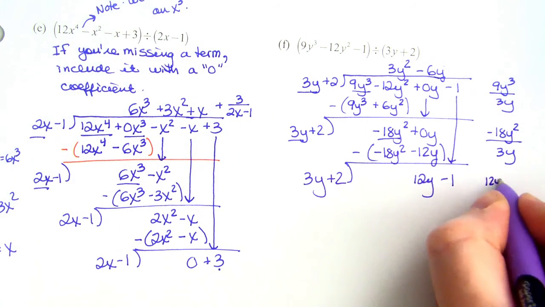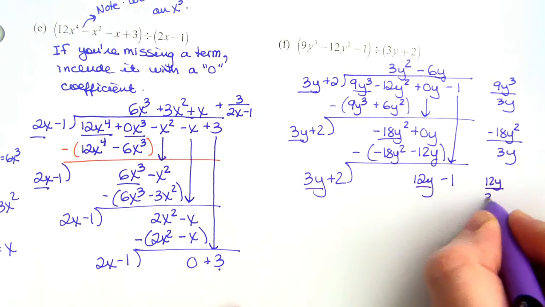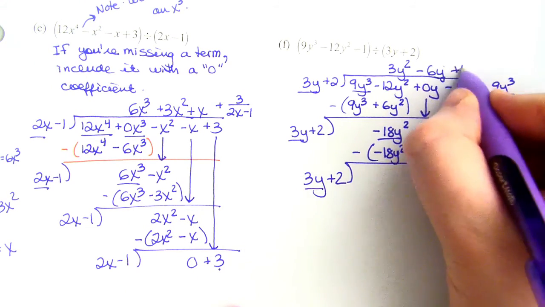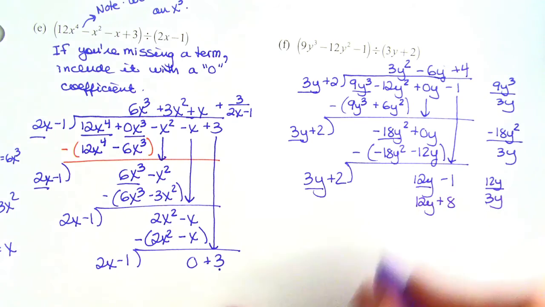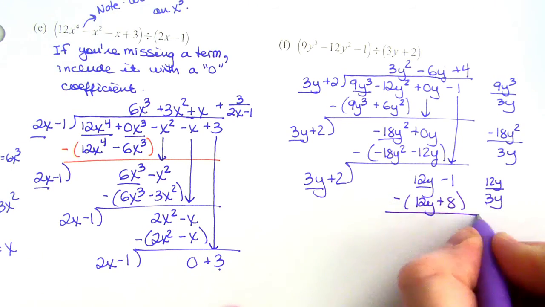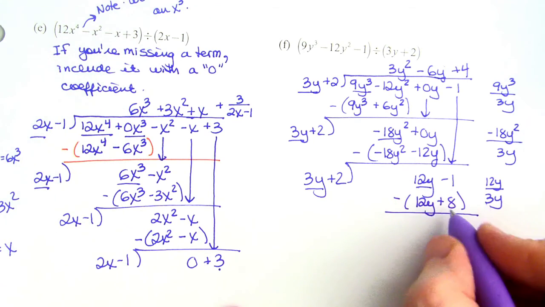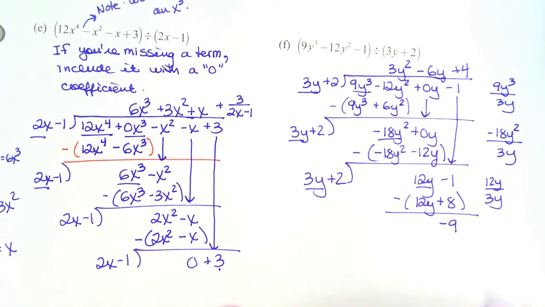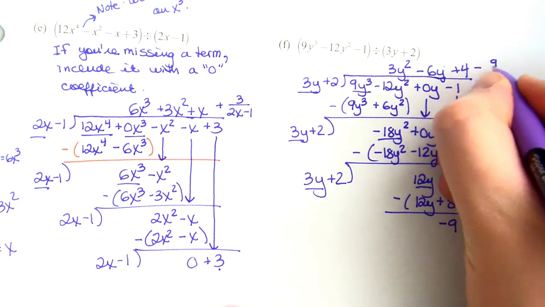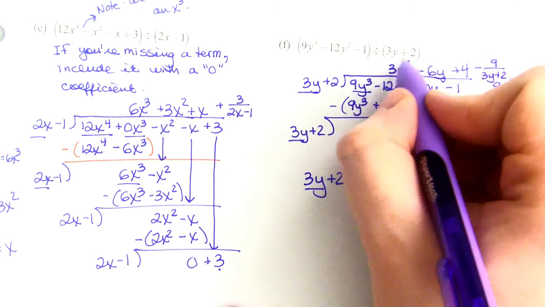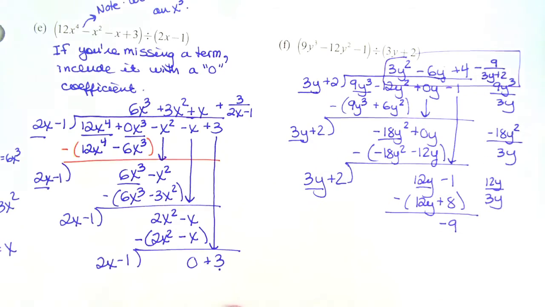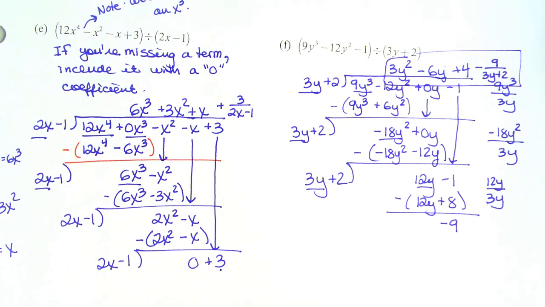Divide. 12y divided by 3y gives me 4. Multiply. 12y plus 8. Parentheses, we're going to subtract. Gone. Negative 1 minus 8 is negative 9, and that's my remainder. Minus 9 over 3y plus 2. I'll make the video pause if you need another moment with this.